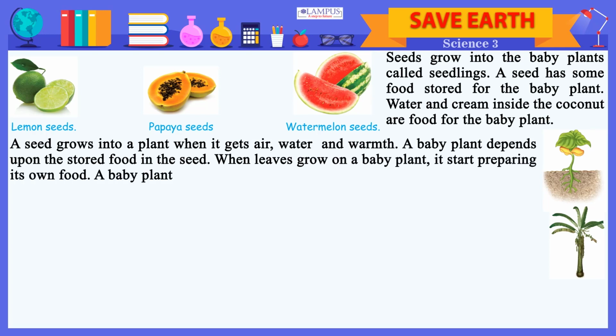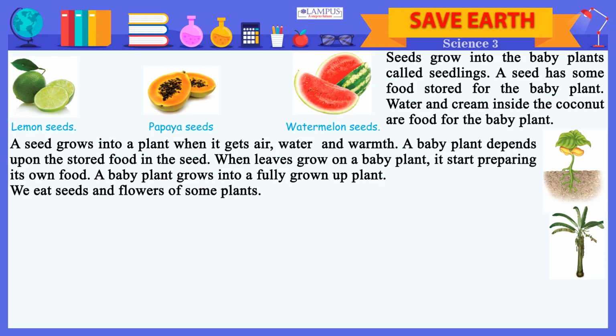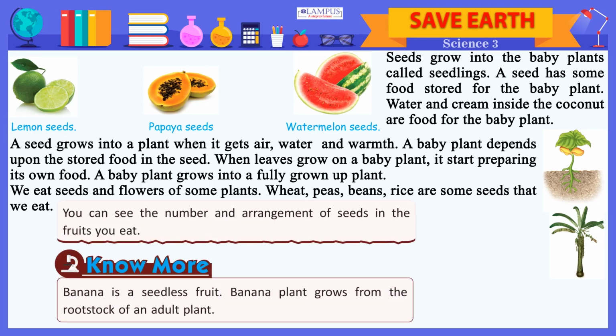A baby plant grows into a fully grown-up plant. We eat seeds and flowers of some plants. Wheat, peas, beans, rice are some seeds that we eat. You can see the number and arrangement of seeds in the fruits you eat. Banana is a seedless fruit. Banana plant grows from the rootstock of an adult plant.